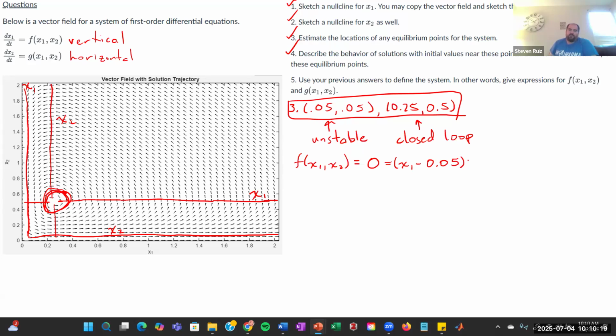And why am I writing it this way? Because now that I know the nullclines, basically I know some conditions under which each differential equation is equal to 0. Each individual equation is equal to 0. What was the other condition? Well, that's a horizontal line, so that'll be x2 is equal to 0.5. So x2 minus 0.5.